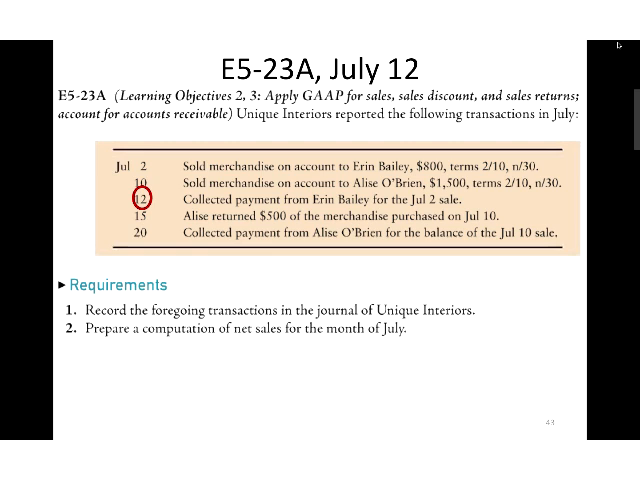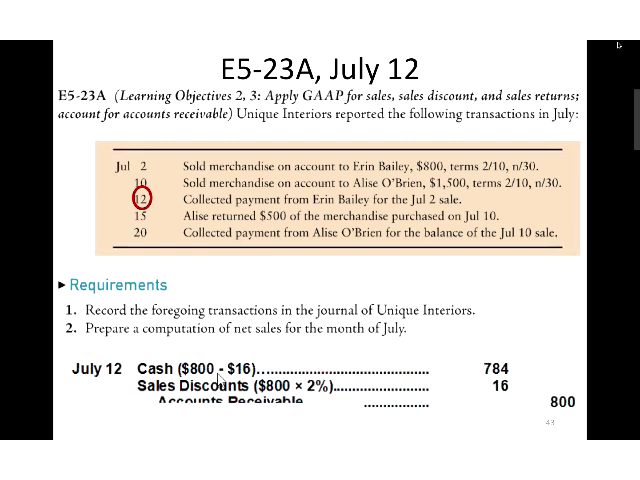So what we need to do is calculate the discount amount. The discount amount is 2% of the invoice. So it's going to be 2% of $800. This is relating back to the sale on July 2nd. So 2% of $800 is $16. So Erin is going to pay $800 minus $16. So the actual cash she pays is $784. I've got the entry up there, and we'll talk through it in a minute.